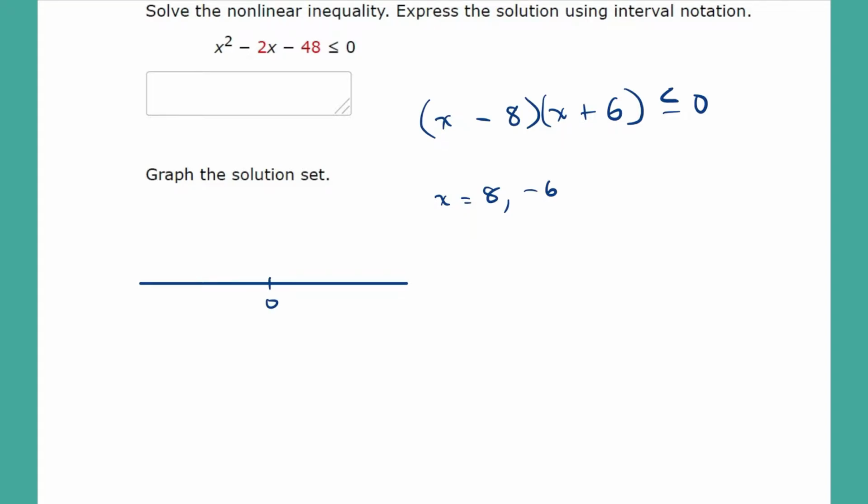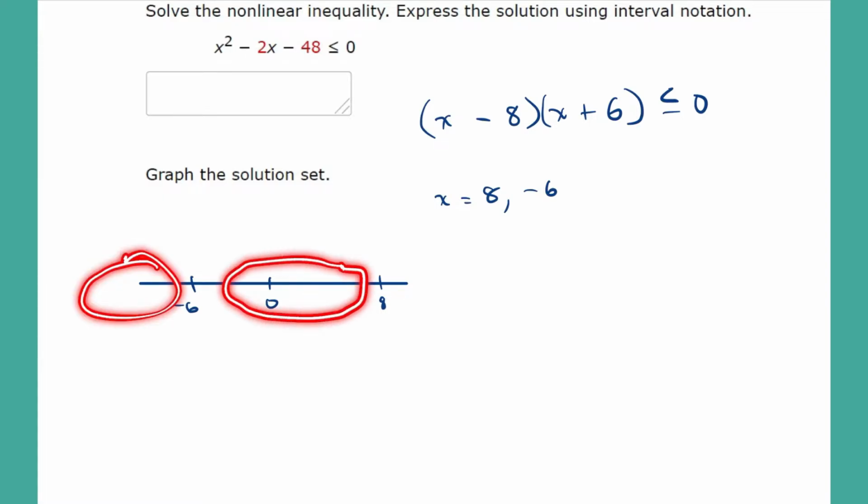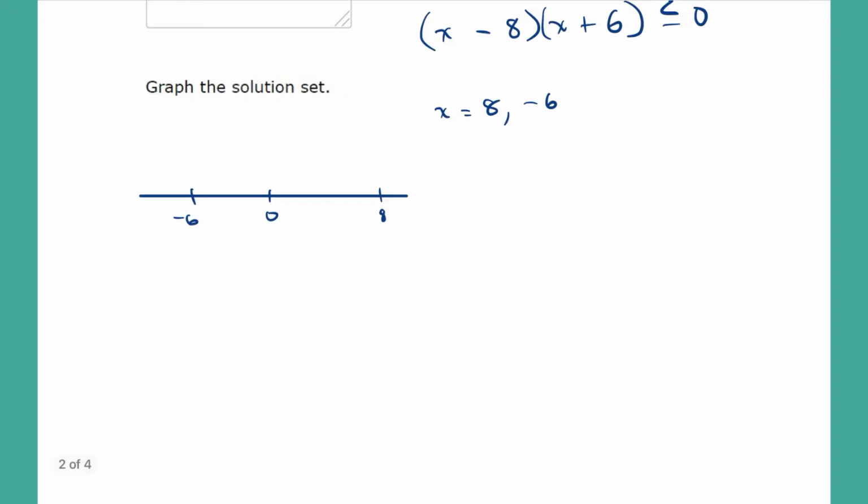Negative 6 is maybe over here, positive 8 is over here. And so now we need to test the intervals. We need to test the number to the left of negative 6, the number that's between negative 6 and 8, and a value that's greater than 8. So there's three values that we need to test.